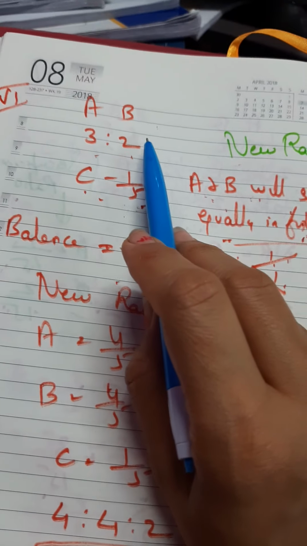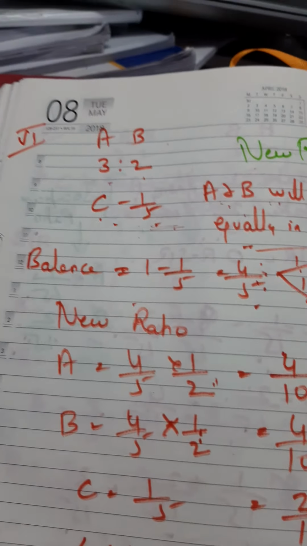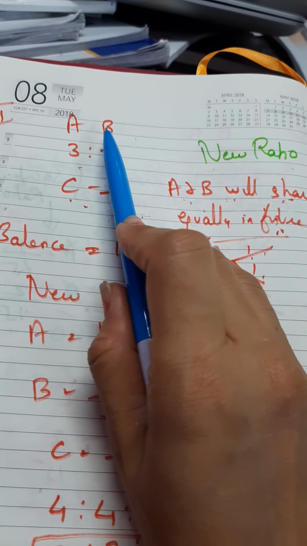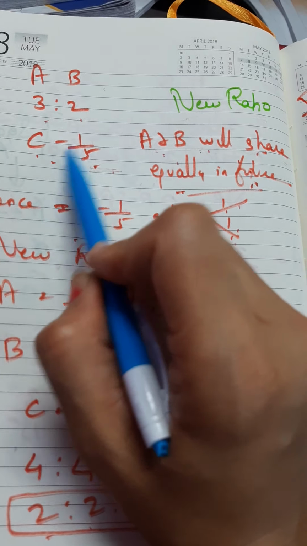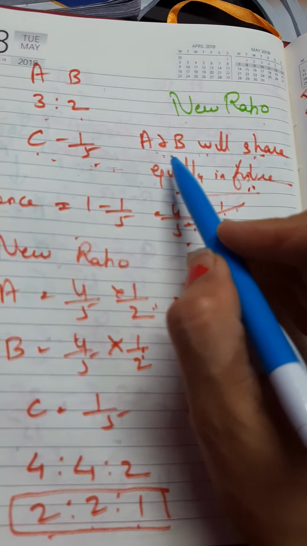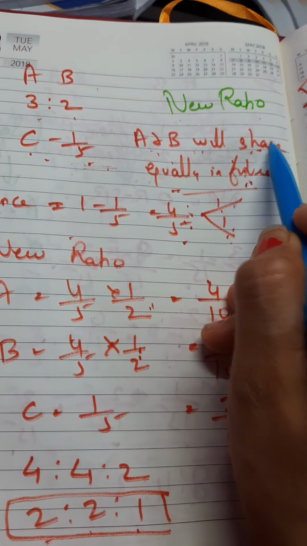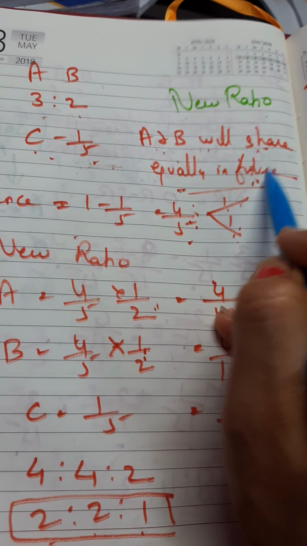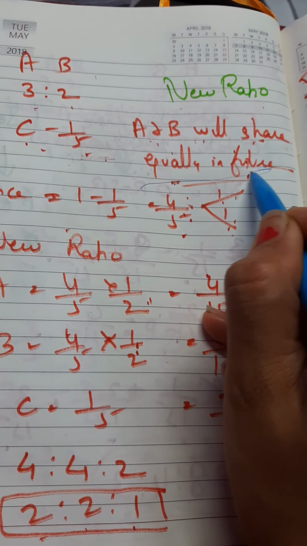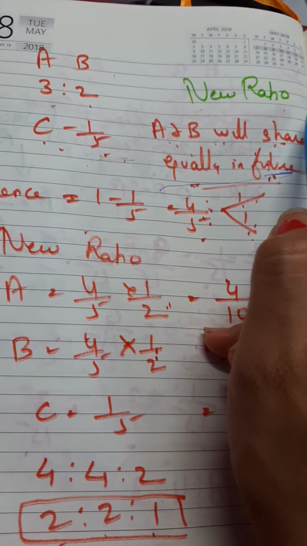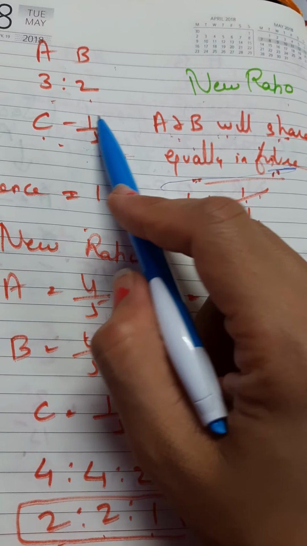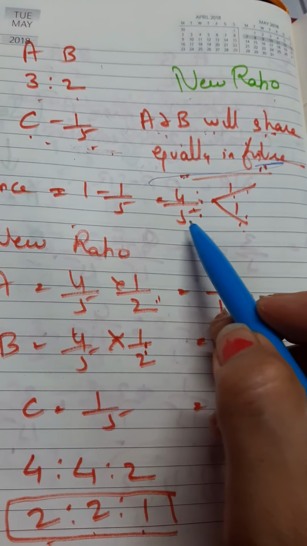Now comes the sixth case. The sixth case is that A and B, again, the old ratio is 3:2. Now C is coming for 1/5. And they've told that A and B will share equally in future. So see, here the hint is about the future, how they're going to share among themselves. So this is a hint about the new ratio. Fine. C is getting 1/5. How much is the balance? 4/5.